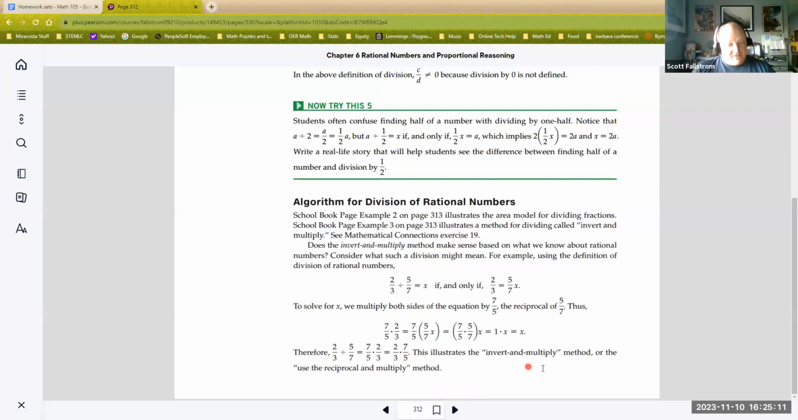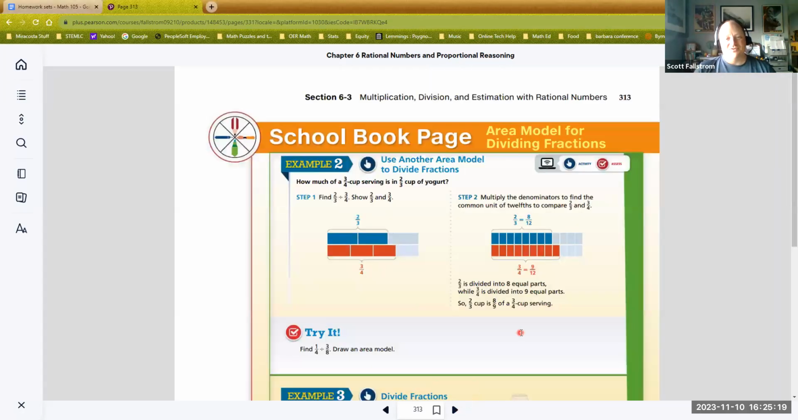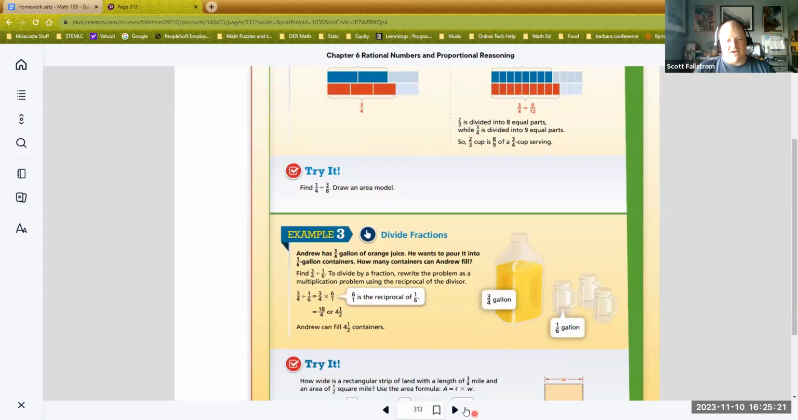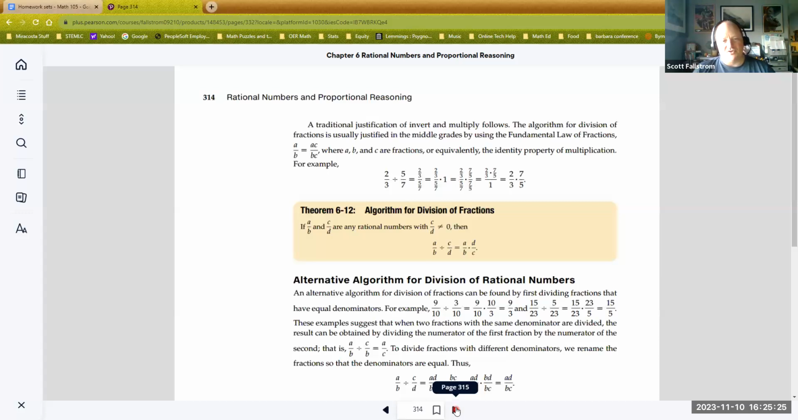Again, it illustrates the invert and multiply method, but it does not show how this repeated subtraction one works, even though most American teachers use the repeated subtraction model, or at least when they give an example of a problem, it's a repeated subtraction model. So again, here's kind of the approach. Yeah, this is almost exactly the same approach.